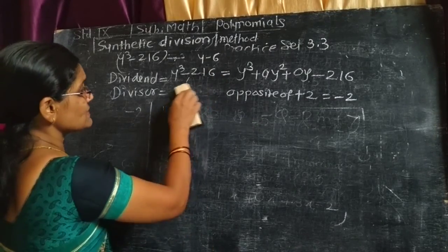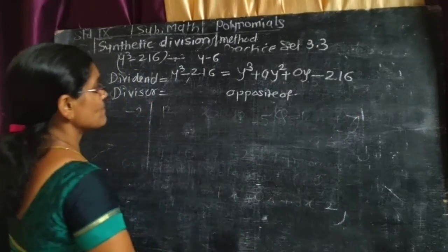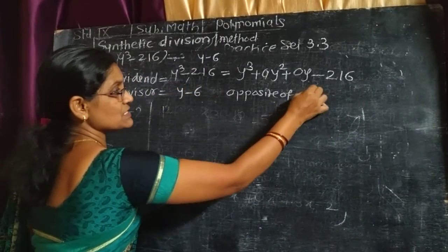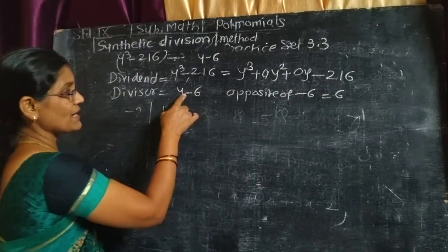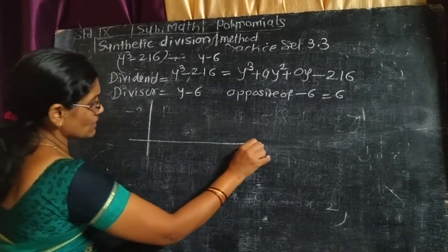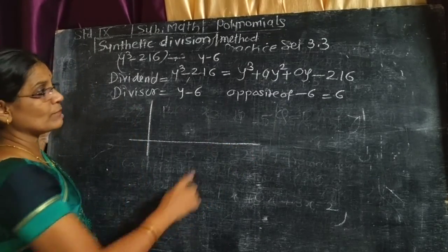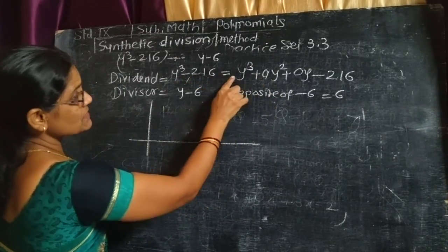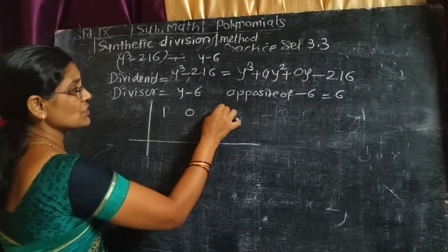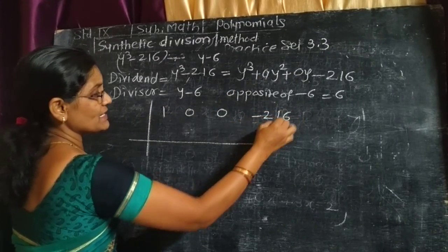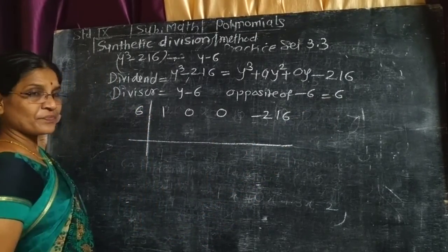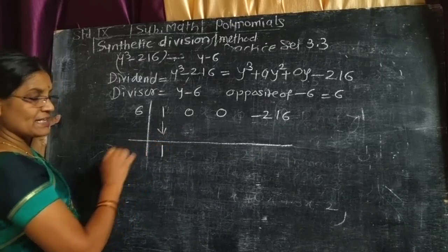The divisor is y minus 6. Opposite of this minus 6 is 6. Now we write down it again in synthetic division form. The coefficients, that is 1, here 0, again 0, minus 216. Opposite number is 6 here. Write down this one as it is.